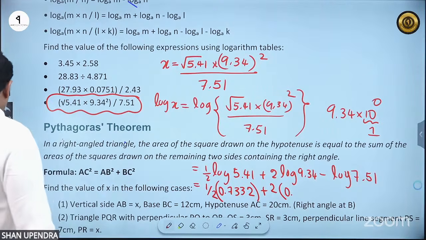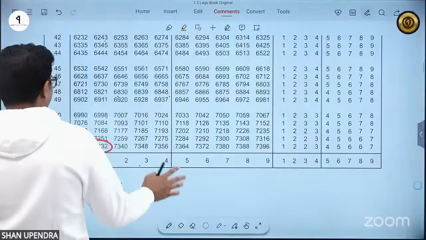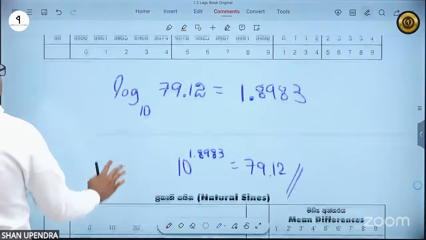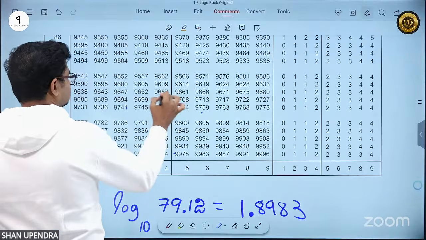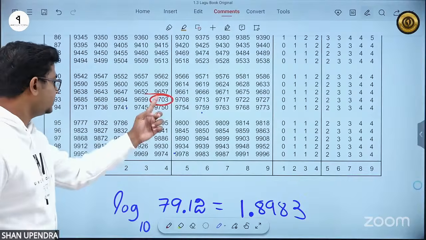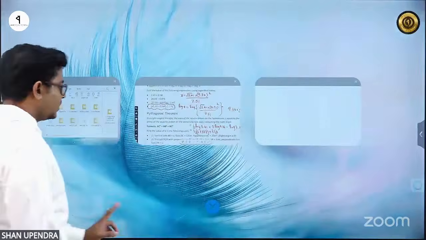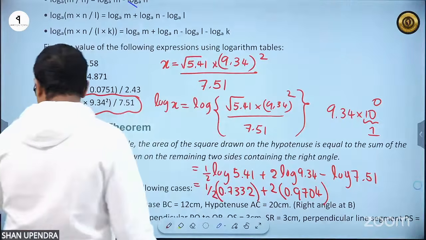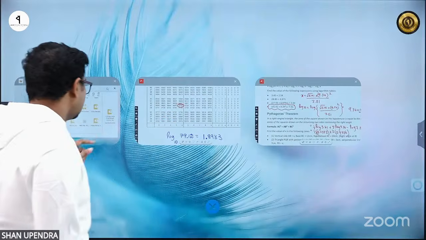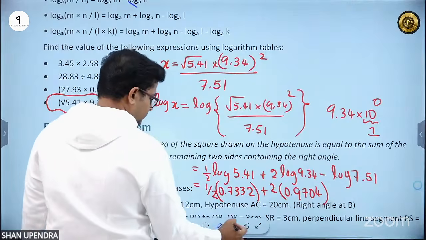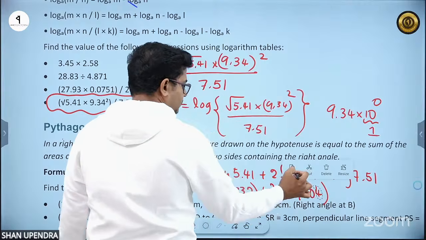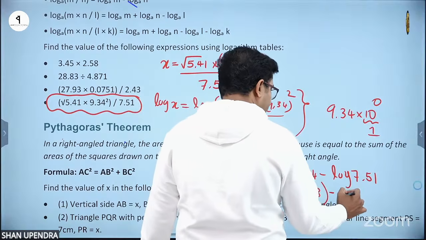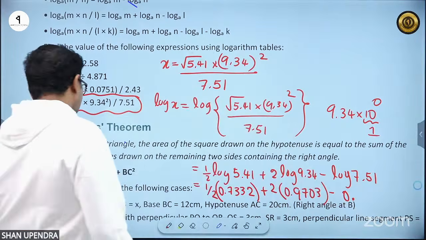So 934 means 9703, 9703. Okay, minus. Again, this one is 0 point something, 0 point 751.